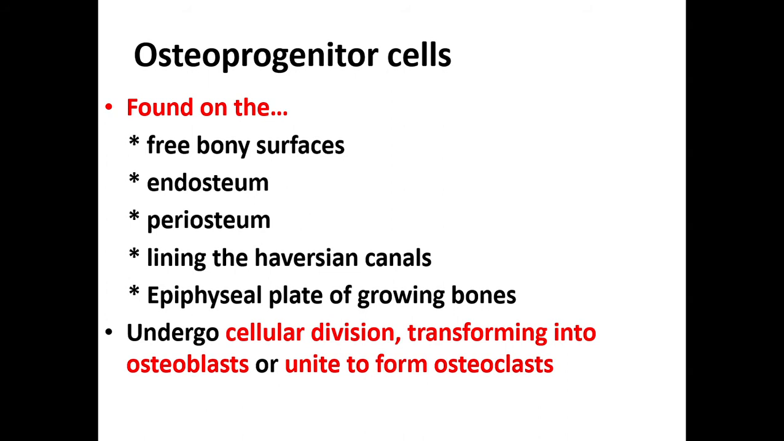The osteoprogenitor cells are found on the free bony surfaces in the endosteum, in the periosteum, lining the Haversian canals, and in the epiphyseal plate of growing bones, especially in long bones. Because of the osteogenic property, they undergo cellular division or transform into an osteoblast or unite to form osteoclast.